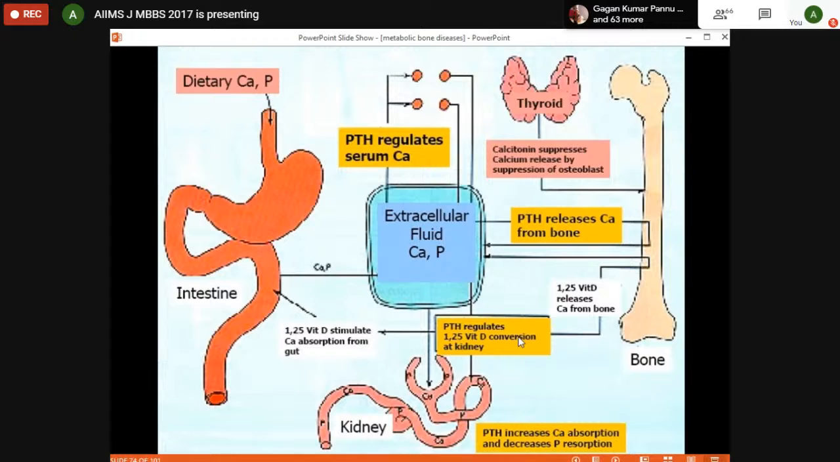This is actually a normal cycle, how it affects parathyroid, how it regulates calcium and phosphorus in the body. So you can see the dietary calcium and phosphate which are absorbed from the intestine, and parathyroid hormone regulates serum calcium. If the body's demand is increasing or there is less calcium in the serum, then it increases parathyroid hormone from the gland, and it increases the calcium level in serum. And phosphate reabsorption is decreased in kidneys as well. So what it usually does is increase calcium absorption and decrease phosphate reabsorption from kidneys.